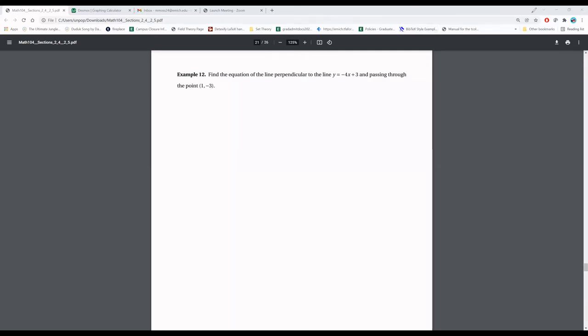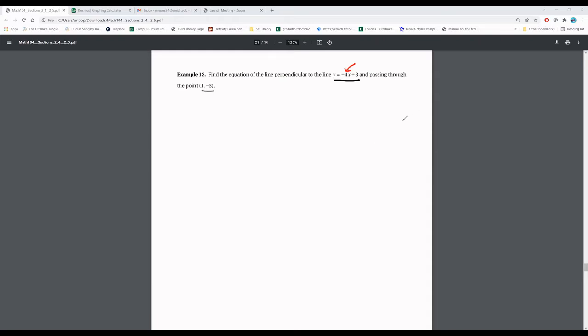All right, example 12 asks us to find the equation of a line that is perpendicular to the line y equals negative 4x plus 3, and it passes through the point 1, negative 3. I need either 2 points on the line or a slope and a point on the line to find the equation of the line. I haven't really been given the slope, but I have been given that the line is perpendicular to that one. What does perpendicular mean?